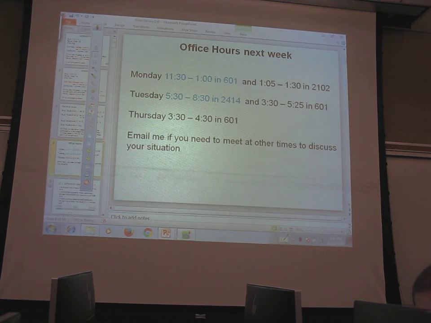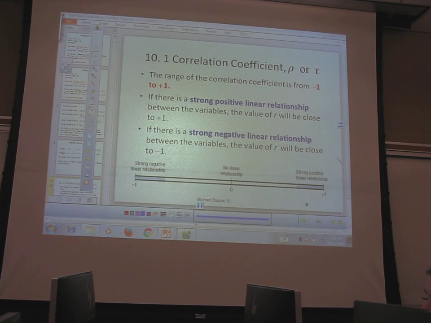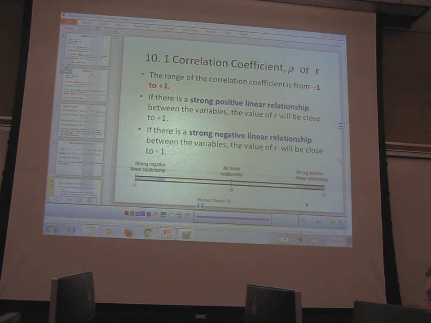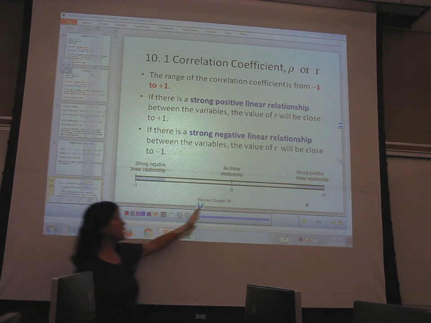All right, let's jump in on a quick review of chapters 10 and 11. Here's the first one. Dana, go ahead and read. 10.1 correlation coefficient. Little p or Rho or r. The range of the correlation coefficient is from -1 to +1. -1 is the smallest it can be, +1 is the greatest it can be. This is a perfect line.